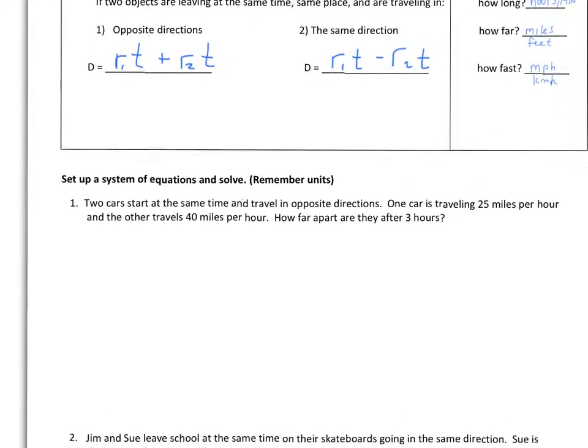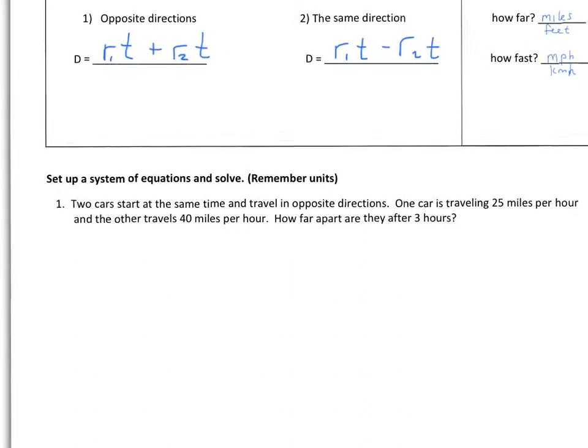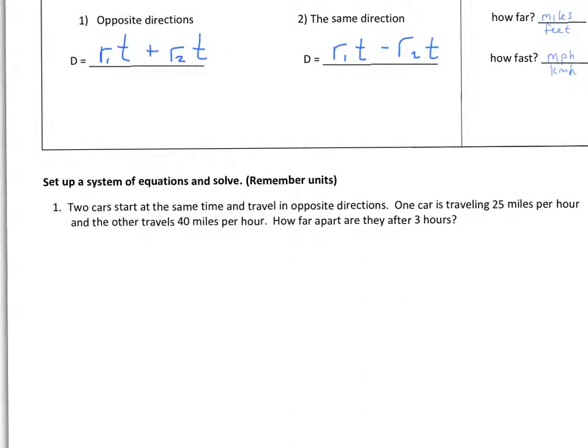So two cars start at the same time and they travel in opposite directions. So the keyword is opposite directions, so we're going to be using the addition formula. One car is traveling at 25 miles per hour, so this miles per hour says that's going to be a rate. The other car travels at 40 miles per hour, so there's the other rate. If this we want to call R1, this over here we'll call R2.